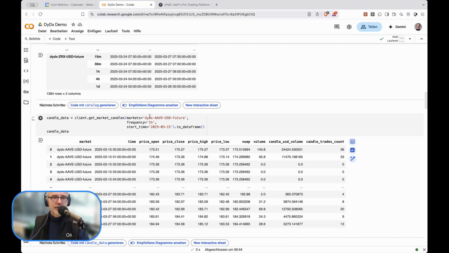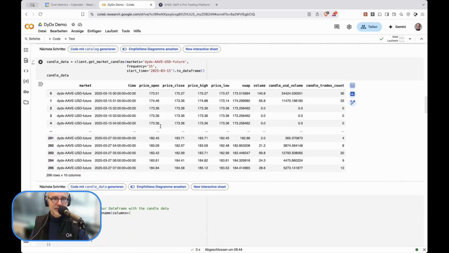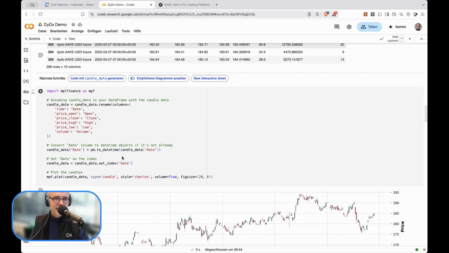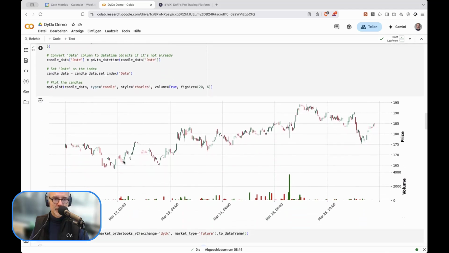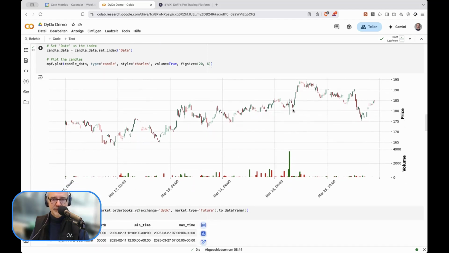So for the demo, I've chosen to display Aave USD at an hourly interval starting on the 15th of March. And that gives me about 300 data points or so, which I can then plot using that open source library, which will show me the market candles for this particular future market and also the volume.